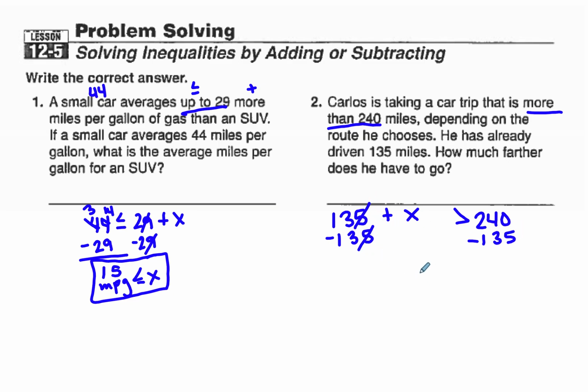135 minus 135 leaves me with x is greater than. And then over here, I'm going to need to borrow before I can subtract. 10 minus 5 is 5. 3 minus 3 is 0. 2 minus 1 is 1. So x is greater than 105 miles.